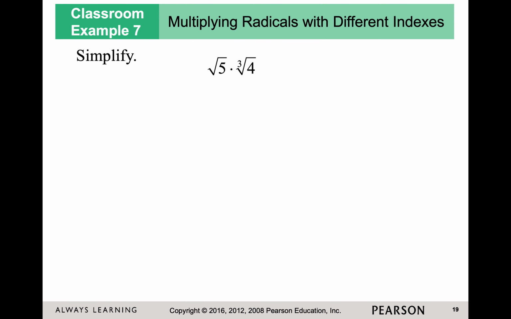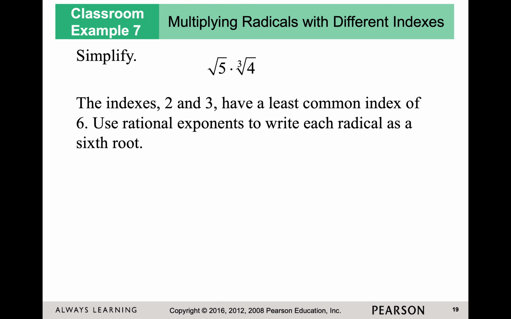So now I'm looking at different indexes. So I have a square root times the cube root. That can be a little tricky. Since they have a least common index of 6, I can write each radical as a 6th root. It's kind of weird, right?